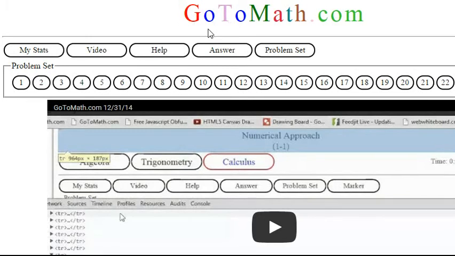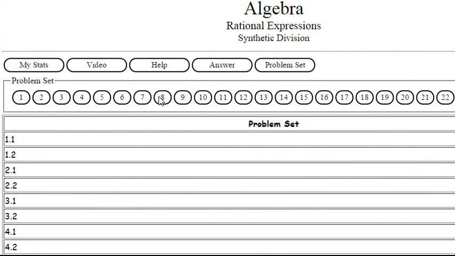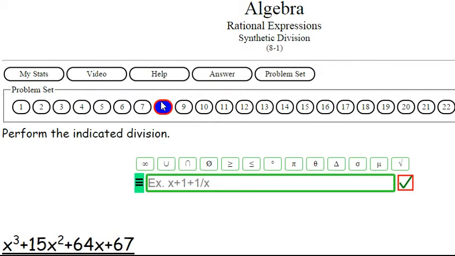Okay, this will be a silent film. We're here at GoToMath.com. Click on the algebra. Go down to synthetic division. And I guess we're doing 8.1 now. Or did we just do 8.1? Oh man, this is terrible. What did I just do? Let me look here real quick. 7.2.